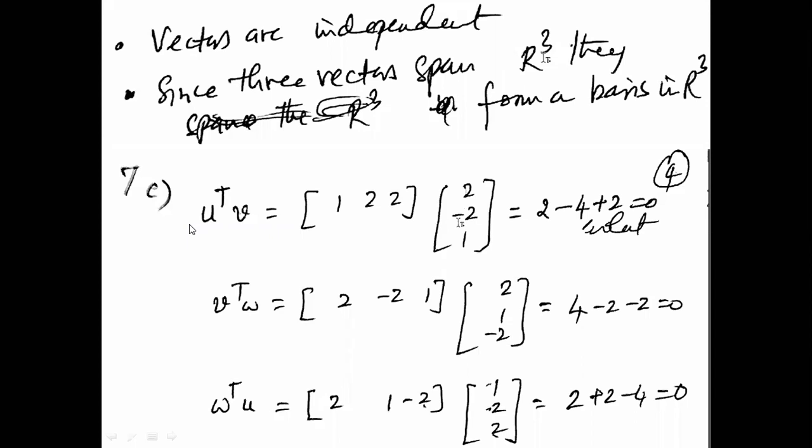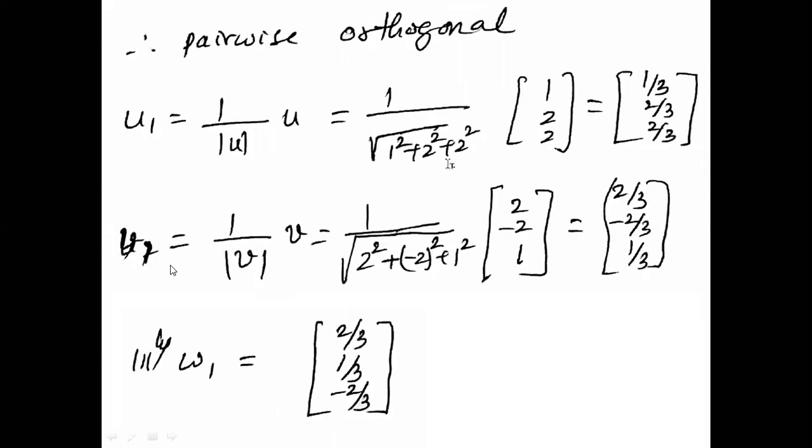Similarly, if you find V transpose and multiply this with W, then the answer is 0. Likewise, W transpose into U, and that also turns out to be 0. So from these answers which are 0, we can say that the matrices U, V, and W are pairwise orthogonal. So for two matrices to be orthogonal, their product has to be 0. Therefore, we can say that they are pairwise orthogonal.